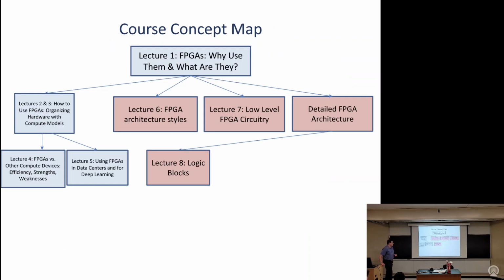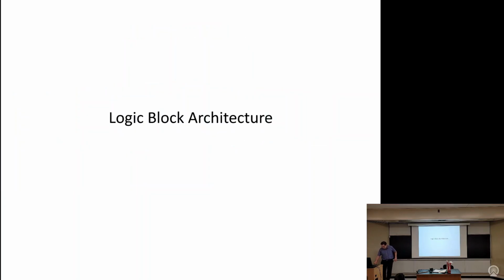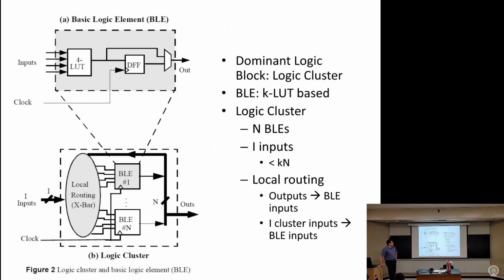Okay, so what are we talking about today? We started talking about FPGA architecture styles, then the low-level circuitry, and now we're going into the details of what's inside an FPGA, going further still. So we're looking at inside the logic blocks. Okay, so the dominant logic block is what I call a logic cluster.